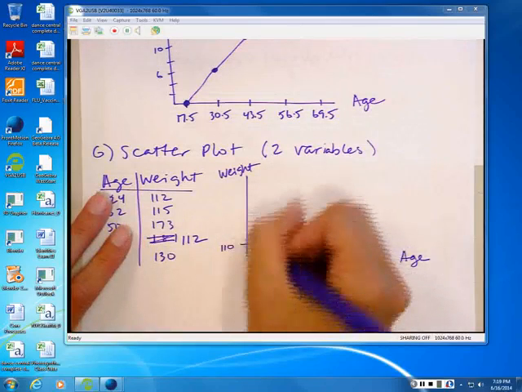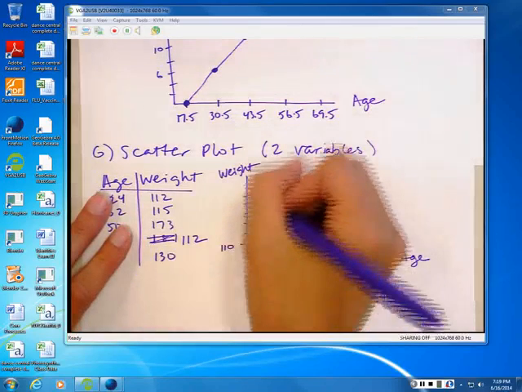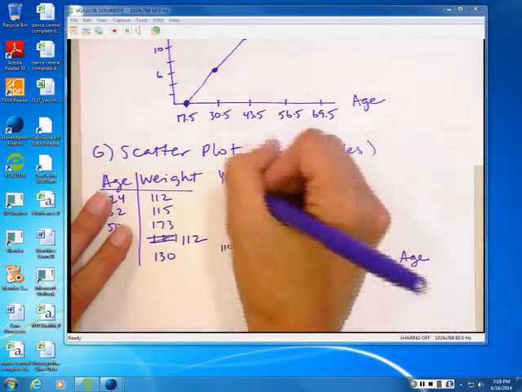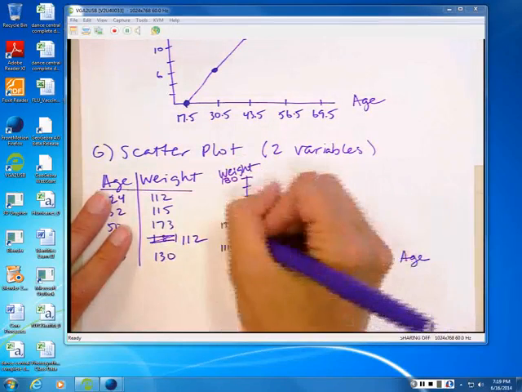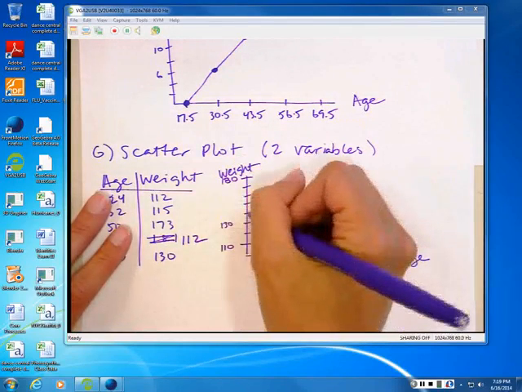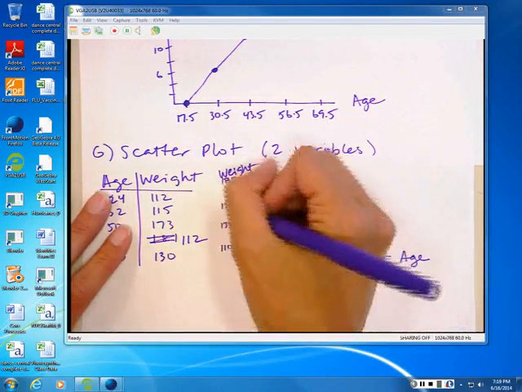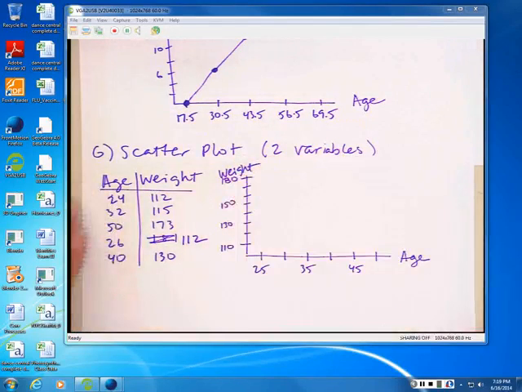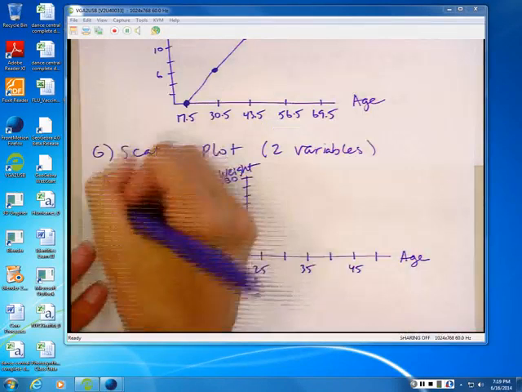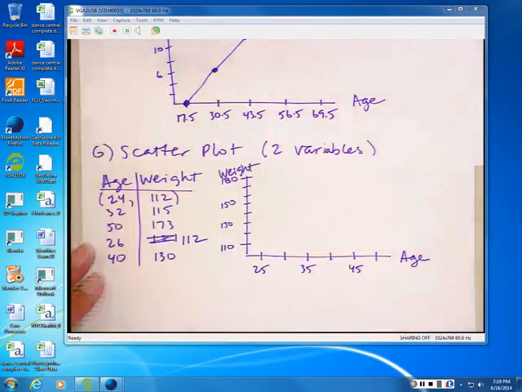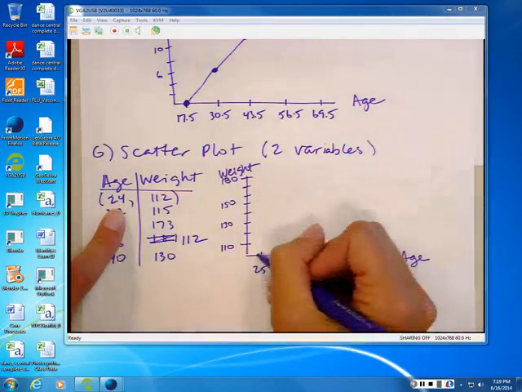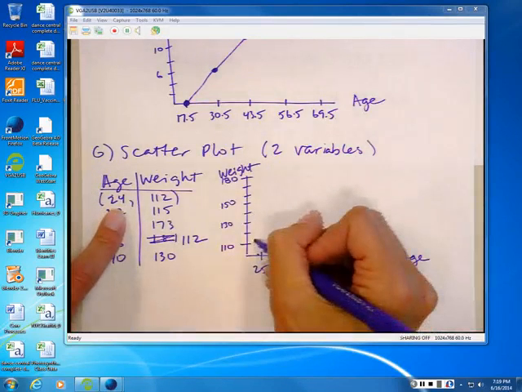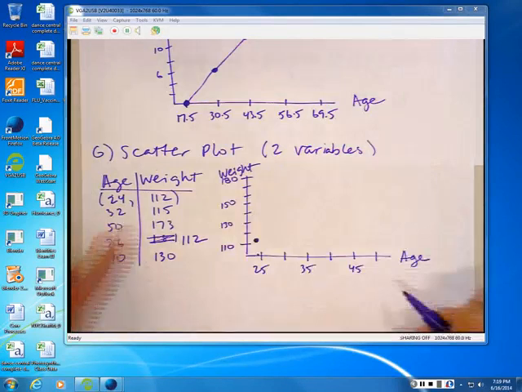So 10, 20, 30, 40, 50, 60, 70, 80. That would be 180. It's going to be the trickiest part, so that would be 130, 140, 150. Just label a couple there so you can see what it looks like. And I'm going to create the scatter plot. What I'm doing is matching these up like an ordered pair. So 24 goes with 112, which is about right here. So there's my first point.